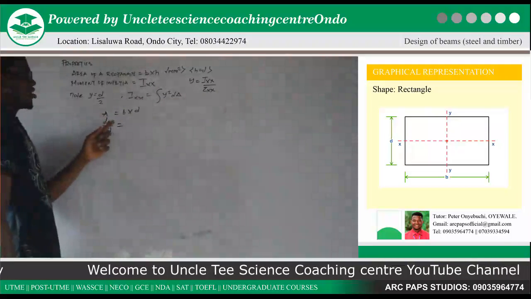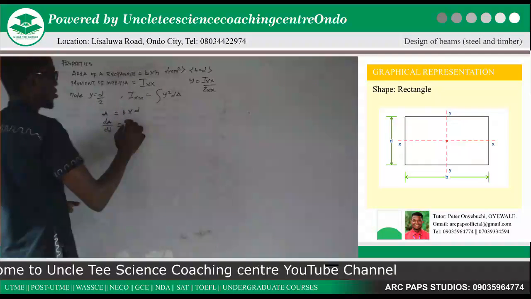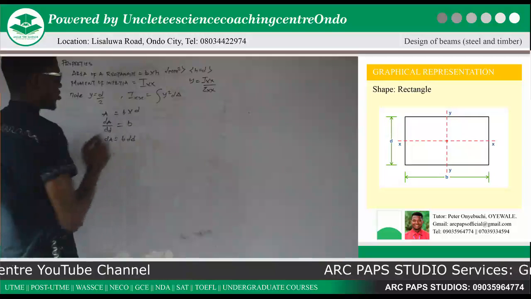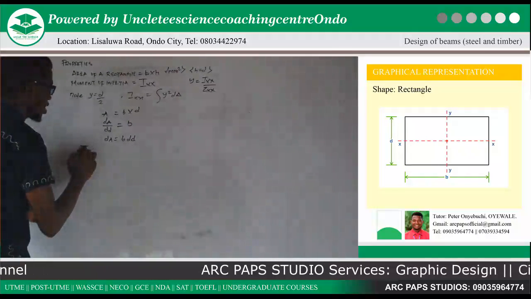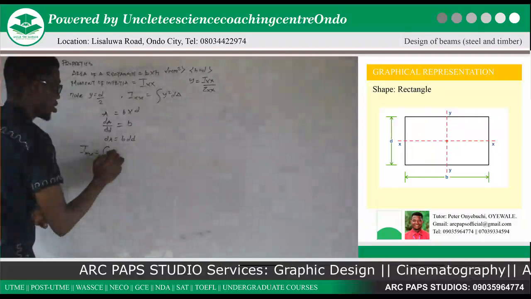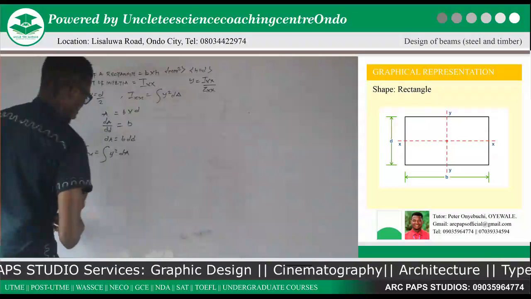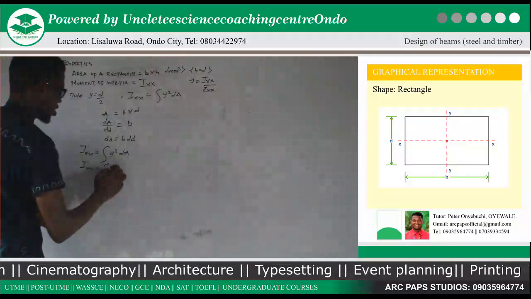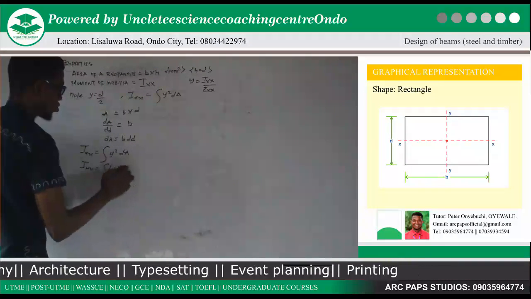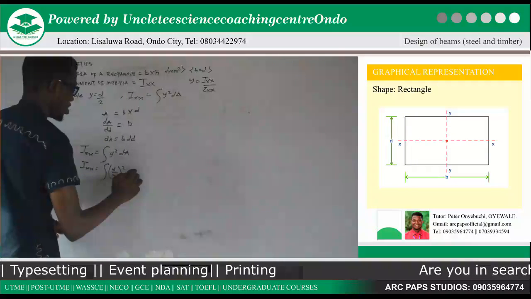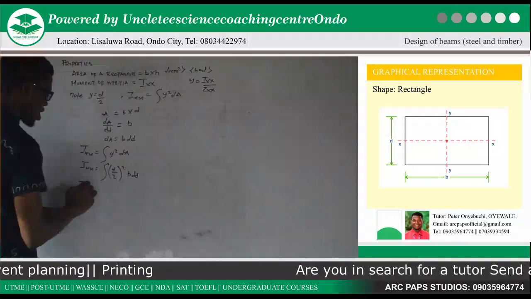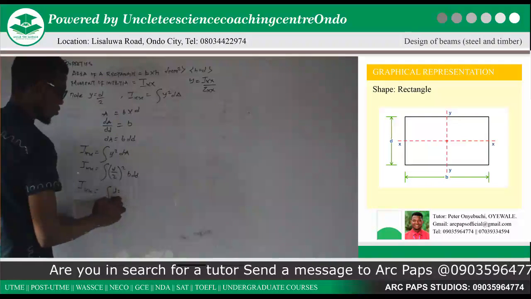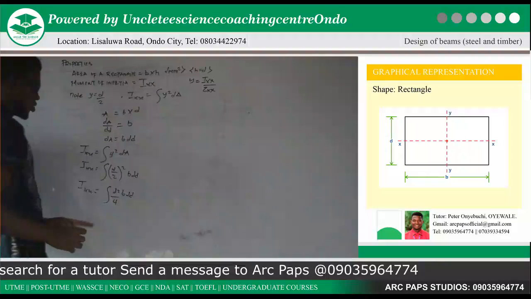Now, if we say dA/dd, if we differentiate A with respect to d, we get b. Cross multiply, it means our dA will give us b dd. Now we go back to our equation Ixx is equal to integral y squared dA. It then means that our Ixx is equal to integral y squared, which is now d over 2, everything raised to the power of 2, b dd. Now this will give us integral d squared over 4 b dd.